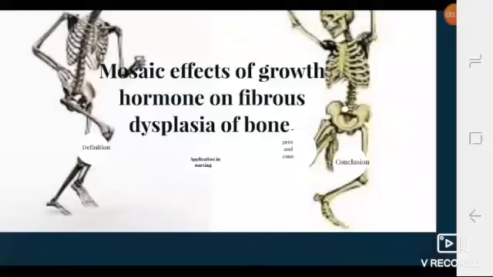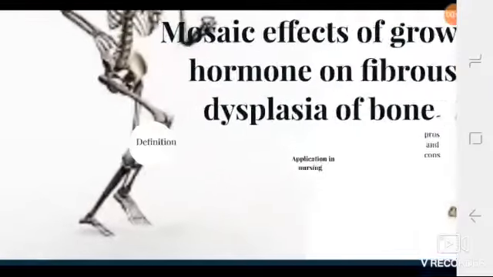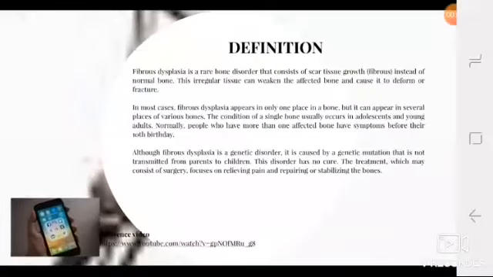Mosaic effects of growth hormone on fibrous dysplasia of bone. Definition: fibrous dysplasia is a rare bone disorder that consists of scar tissue growth instead of normal bone. This irregular tissue can weaken the affected bone and cause it to deform or fracture.